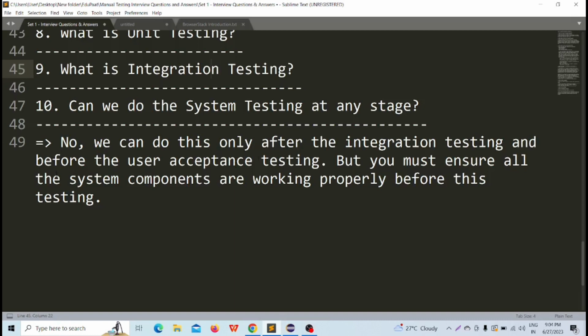But you must ensure all the system components are working properly before this testing, because we have to test everything in the unit testing and integration testing phases. So you must ensure all the system units we have are working fine before system testing. If any interviewer asks whether you can do system testing at any stage, simply say no, we can do this only after integration testing and before user acceptance testing.